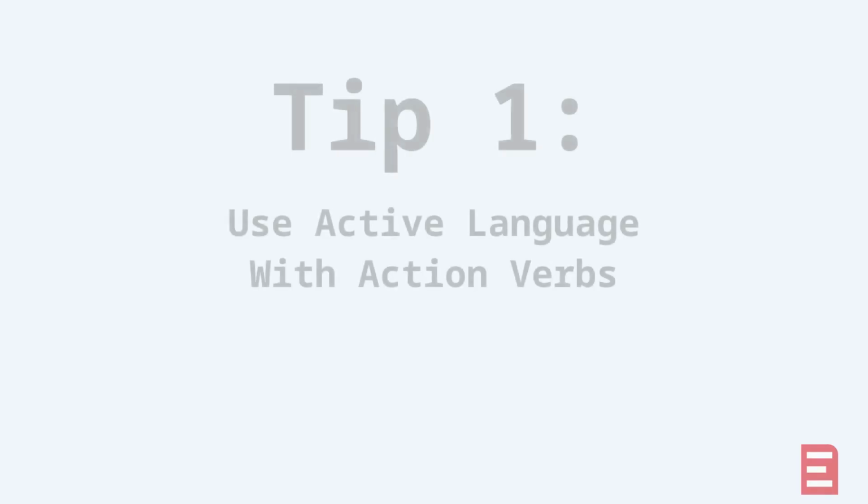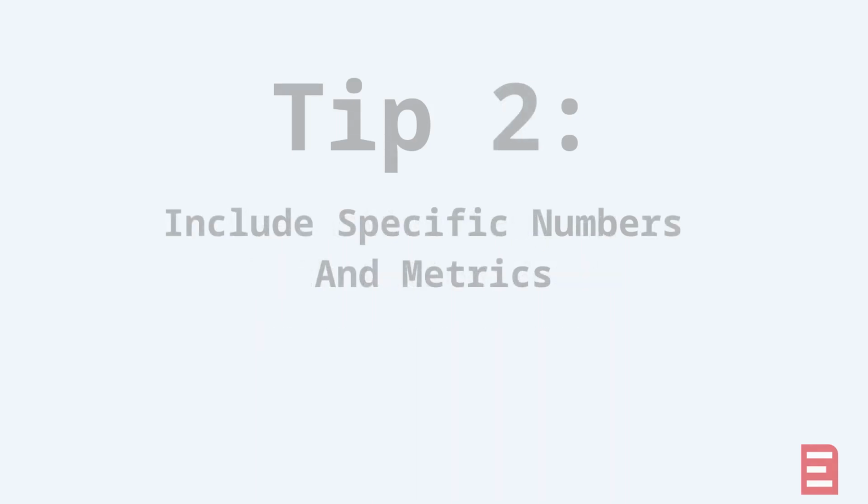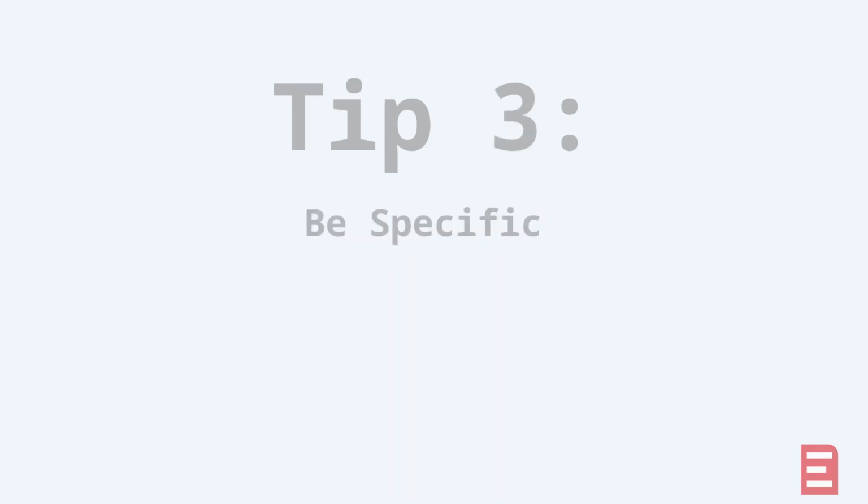Use active language with action verbs like completed, attained, and improved. Include specific numbers and metrics. For instance, increased sales by 15%. Be specific. Provide explicit examples of your achievements.